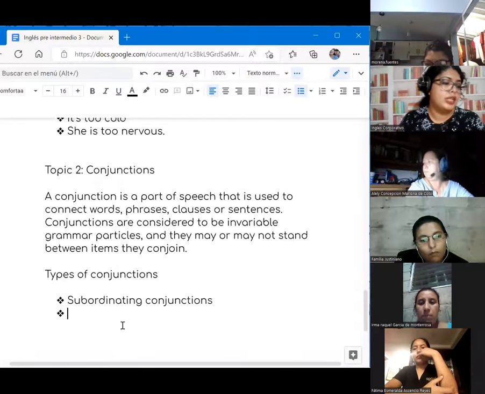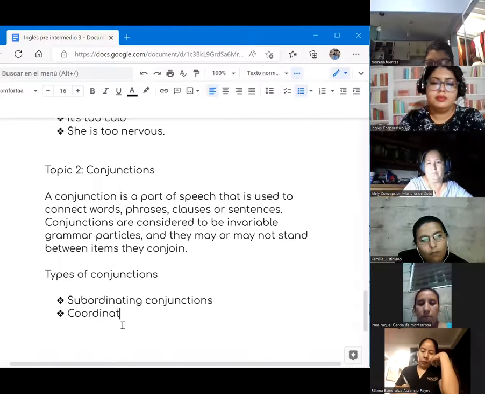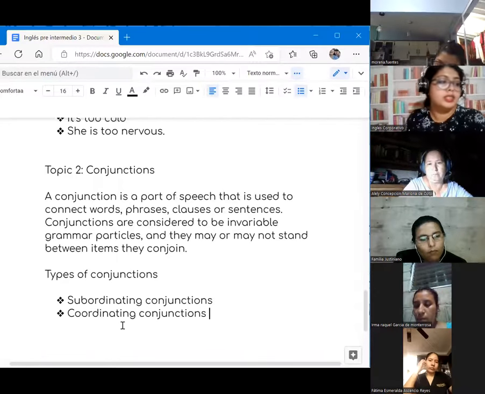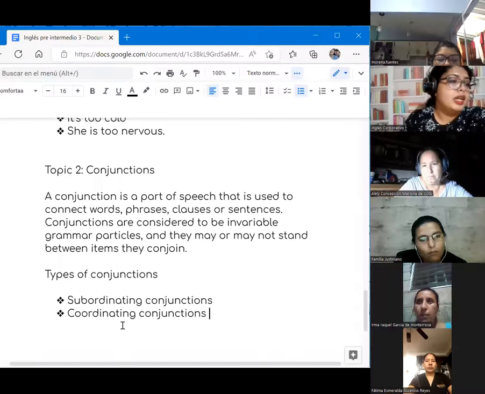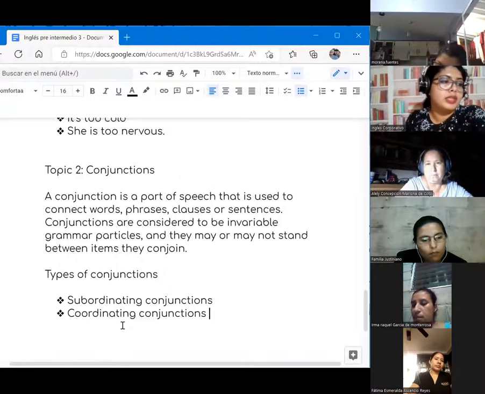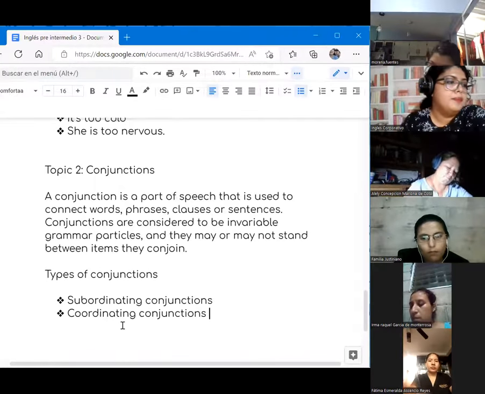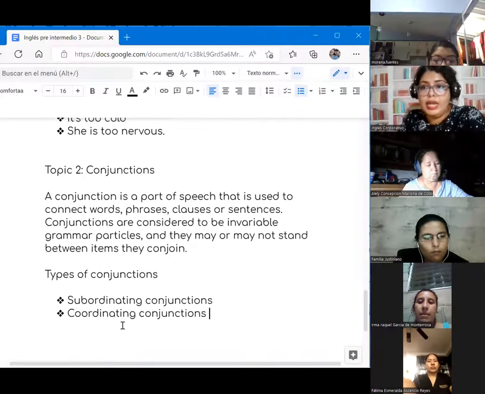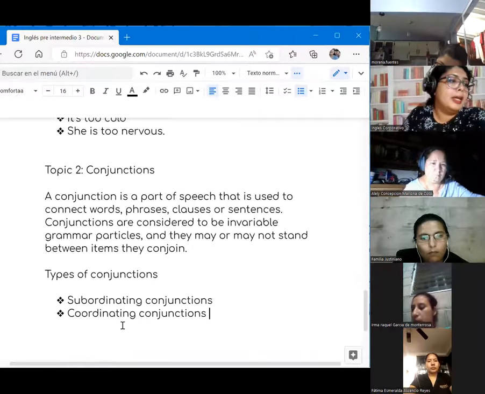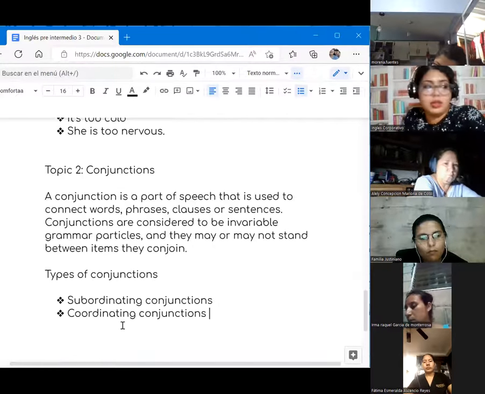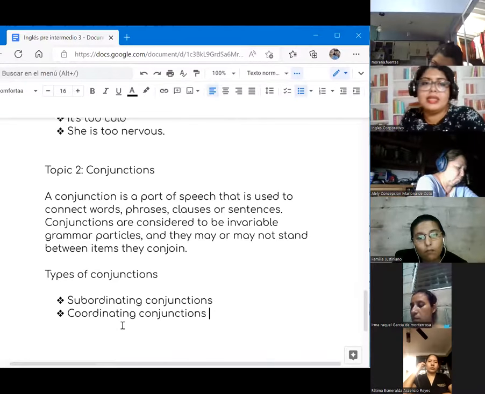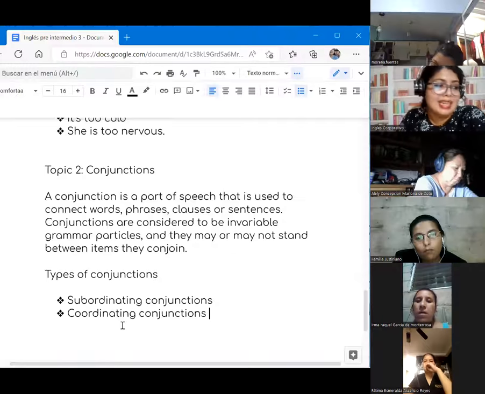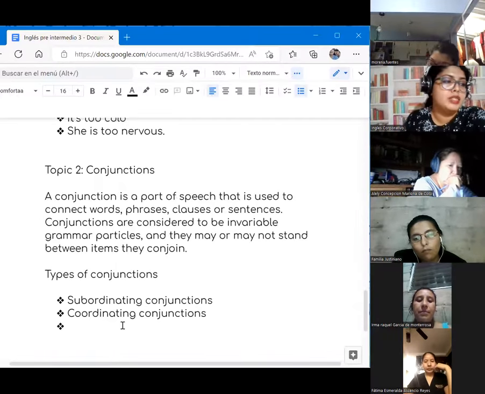Then, we have the coordinating conjunction. For the coordinating conjunction, it says that this conjunction coordinates or joins two or more sentences, main clauses, words, or other parts of a speech, which are of the same syntax importance. Las conjunciones coordinadas unen dos o más frases, cláusulas importantes, palabras, o algunas otras partes de lo que es el speech, the part of a speech, que tiene la misma importancia sintáctica. Then we have number three, that is correlative conjunctions.